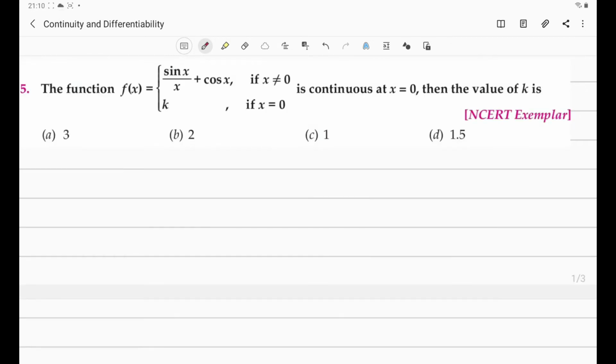Question number 5. The function f of x is equal to sin x by x plus cos x if x is not equal to 0, and f of x is equal to k if x is equal to 0 is continuous at x equal to 0, then the value of k is. So, the function is said to be continuous at a point if the limiting value of the function is equal to the value of the function.